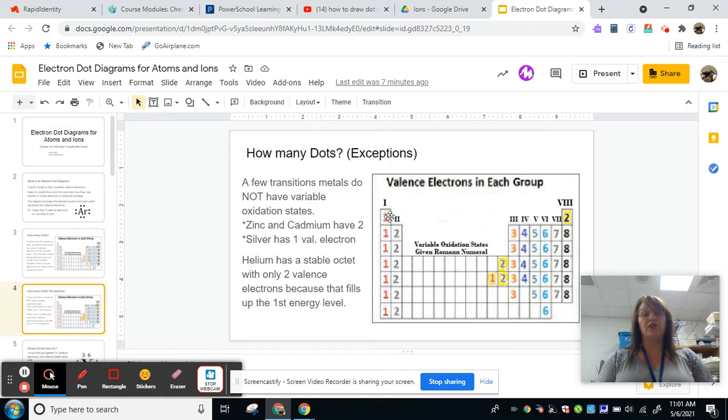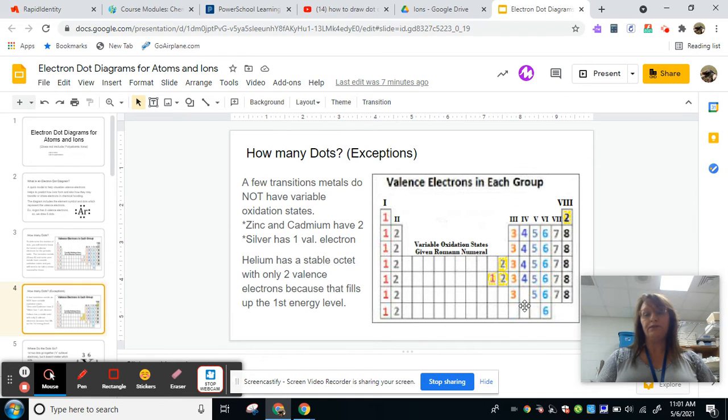There are no exceptions in group 1. All the group 1 elements, the alkali metal family, have 1 valence electron. No exceptions in group 2. The transition metals are largely variable, but there are exceptions, and that is cadmium and zinc. They both have 2 valence electrons, and they're not variable. Most of the transition metals vary, and they have to tell you a Roman numeral, but they're not going to do that for cadmium and zinc because they expect you to know it's always 2 valence electrons. And then silver is always a 1. So it always has 1 valence electron.